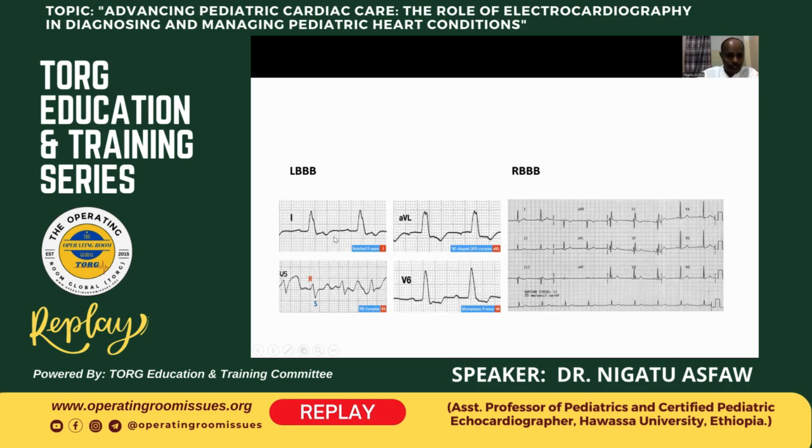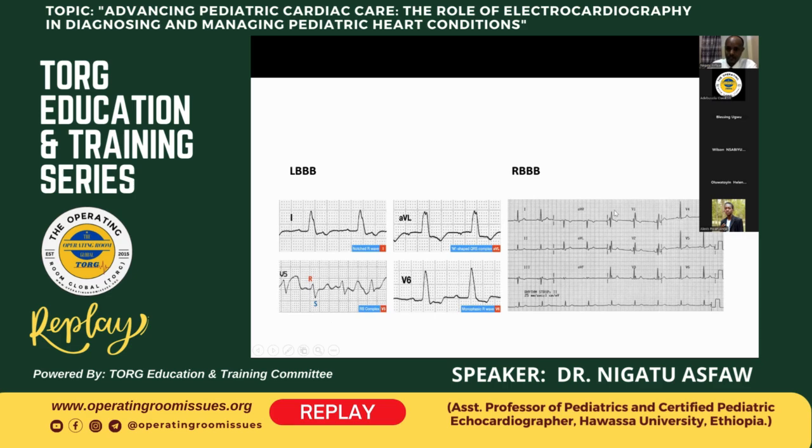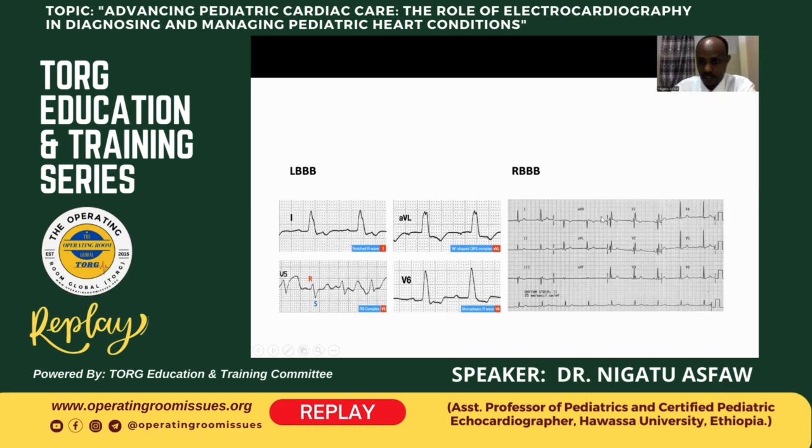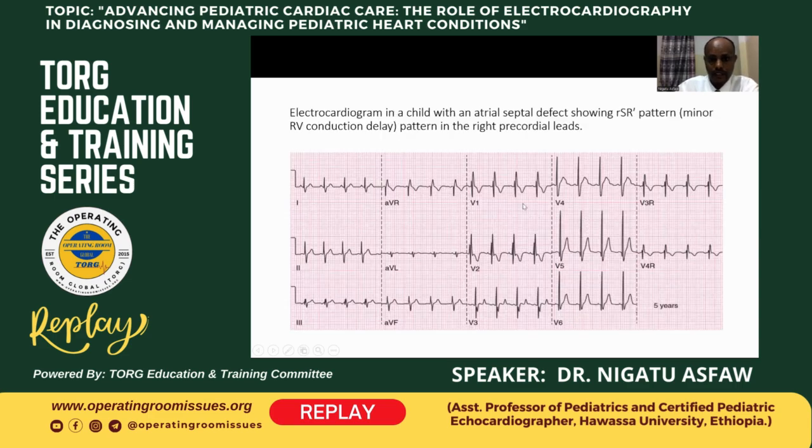And this is a picture to show left bundle branch block. You see in the left lateral leads, there will be a broadened, even bifid R wave. And in right bundle branch block, there will be an R prime pattern in the right precordial leads, including aVR, V1, V2, and V3. And this is also another picture to show right bundle branch block. As you see, there is an R prime pattern in V1 and V2.